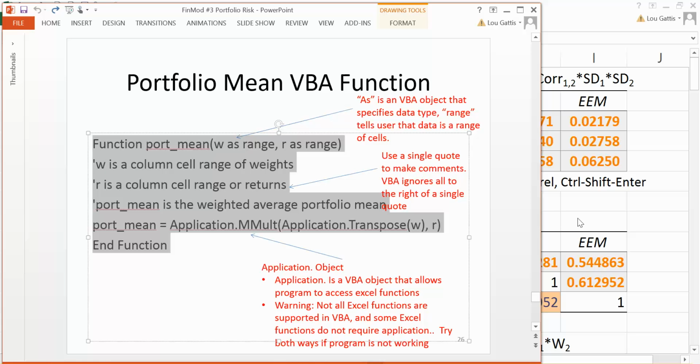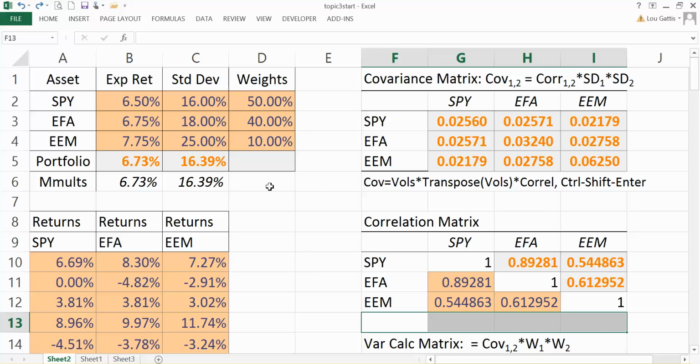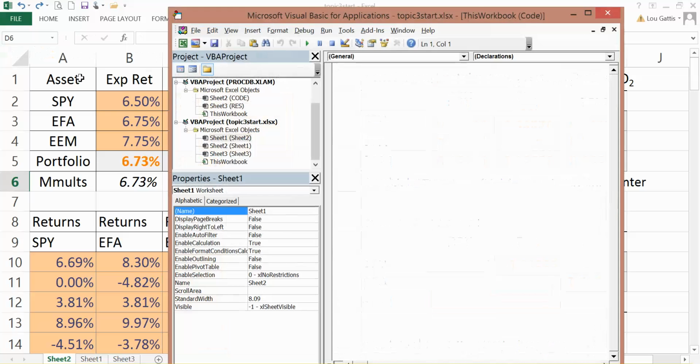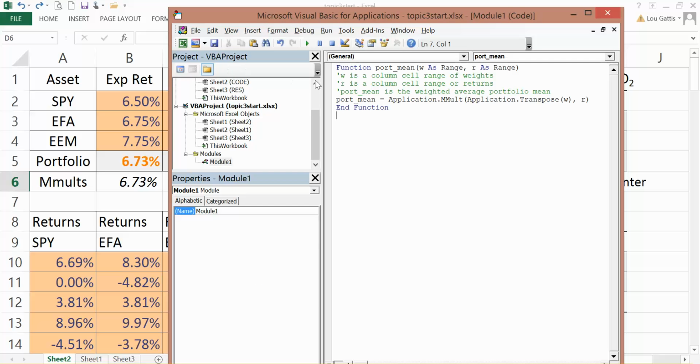So I can take this function. Also notice I've used single quotes here to add comments. Whenever you have a single quote in VBA, it ignores everything to the right. So I'm going to copy this function, Control C. I'm going to hit Alt F11, or hit Developer, Visual Basic, Insert Module, Paste. There's my function PortMean.